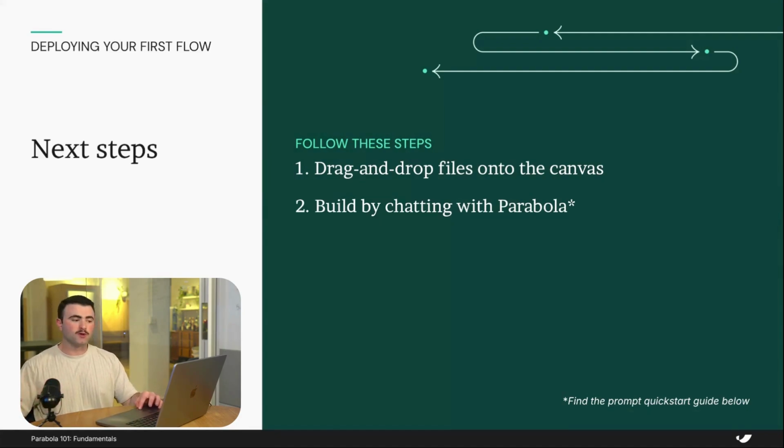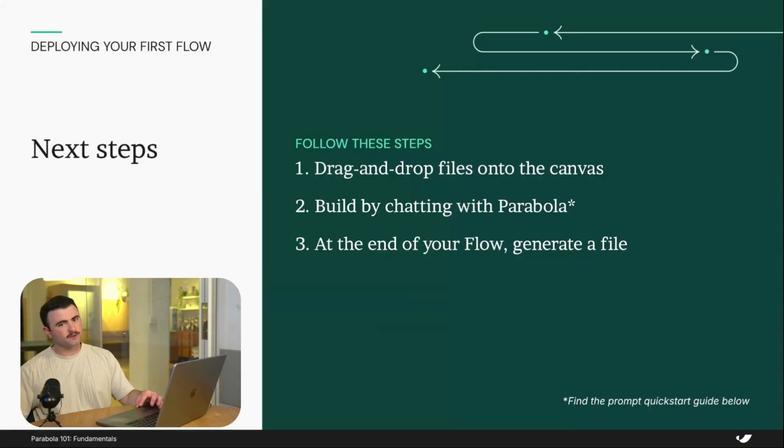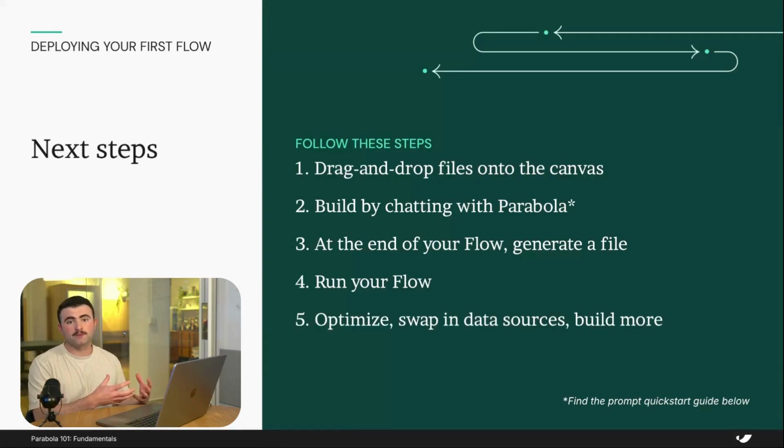After you're building with chat, at the end of the flow, for your first flow, I'd recommend generating a static file like an Excel or CSV file before you actually run your flow and get that data. Once you've run an initial flow and you're getting more comfortable, then you can start to really optimize that workflow. You can swap in different integrations and live data sources, and ultimately build more and more use cases.